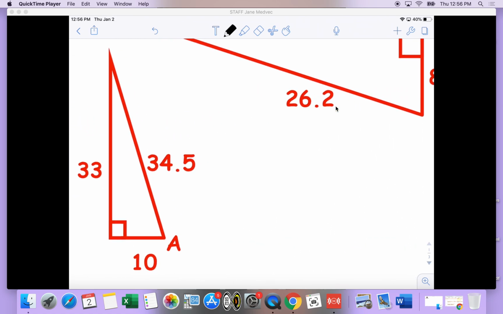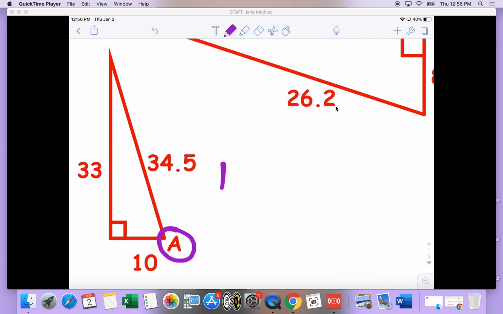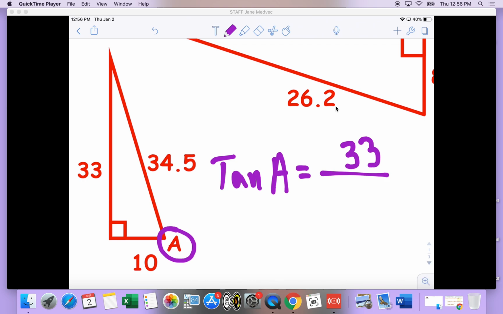All right, let's take a look at this next one. Again, I'm going to look at the A, which is the angle. So I'm going to go tangent A equals. Again, I'm looking at the side that is opposite the A, and that would be what? It would be 33. And the adjacent would be? It would be 10. That's right. And you go, well, why didn't I use that 34.5? Again, this is that hypotenuse. And we don't use hypotenuse for tangent. Questions?